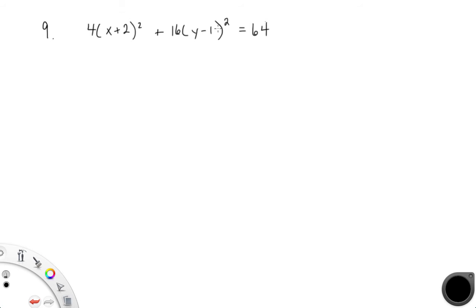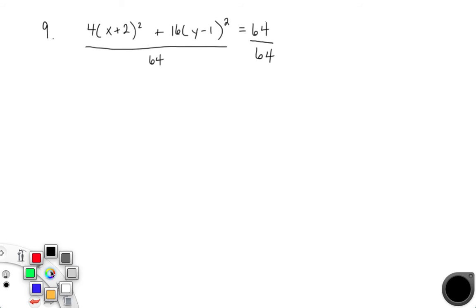So to get the standard form of the equation, the only thing that's wrong here is that it's not equal to 1. So we're just going to go ahead and divide both sides by 64. Four divided by 64 is 1 over 16. 16 divided by 64 is 1 over 4. So the final equation is going to look like this.